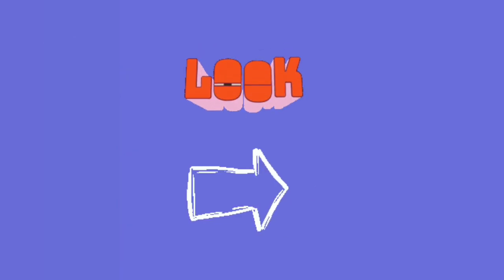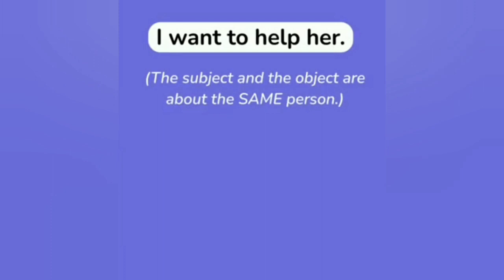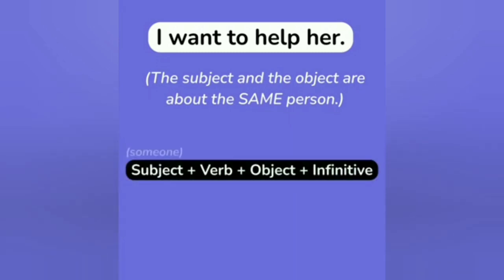Look at a simpler sentence. I want to help her. In this sentence, I am the subject, and I am also the person who would help. However, in English, when the subject and the object are different, some verbs require a different structure. Subject, in this case someone, plus verb, plus object, in this case someone else, plus infinitive. Remember, an infinitive is to plus the base form of a verb.